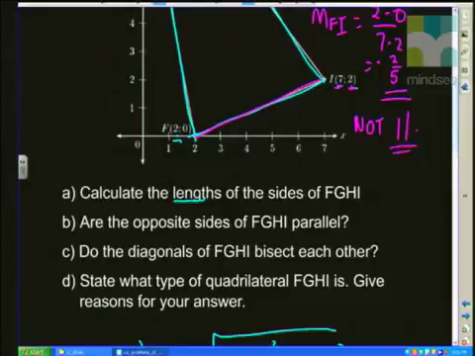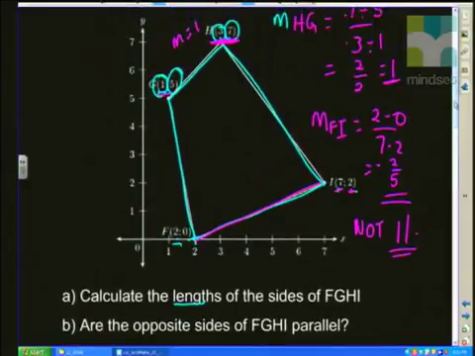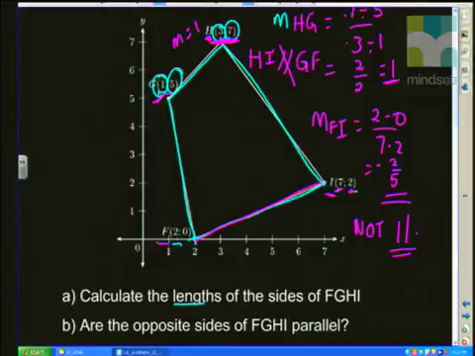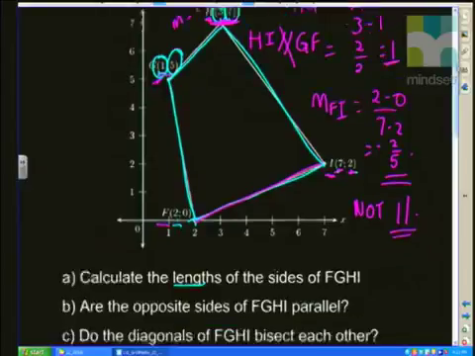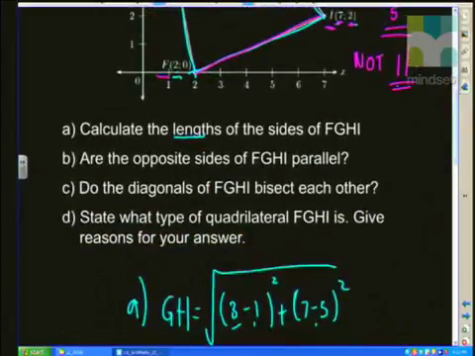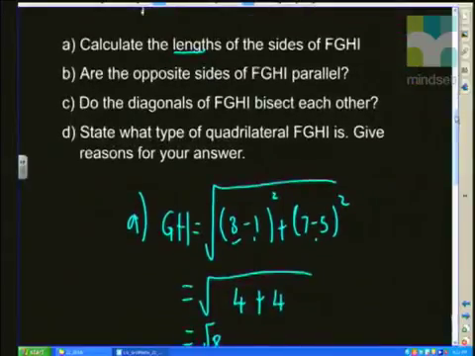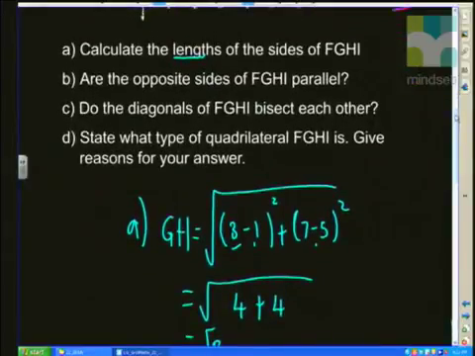Okay, and what you guys can check, and I'm not going to do it now, I'm going to leave it for you to do, is you can also go and check and you'll see that side HI is not parallel to GF. I want you to prove that to yourself, that HI is not parallel to GF. It's just a straightforward application of your gradient formula and remembering that if lines are parallel, then the gradients must be equal.